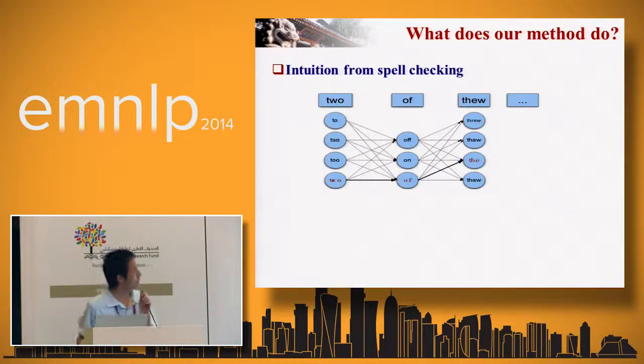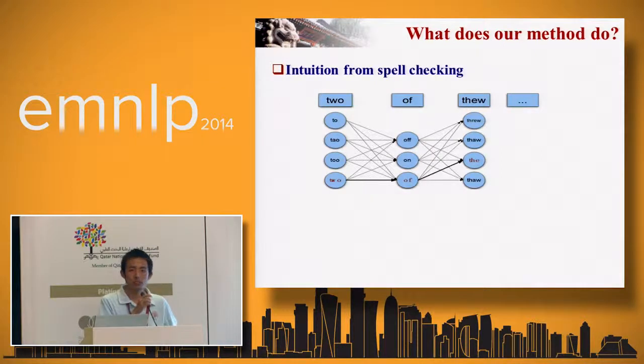Our method comes from intuition from the spell checking problem. I give an example in the spell checking problem: usually, because on the keyboard E and W are located close to each other, when you type THE, you may add a W after E and form a typo. Therefore, the correct one should be "to of the".